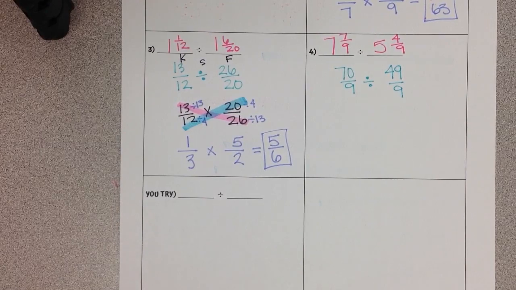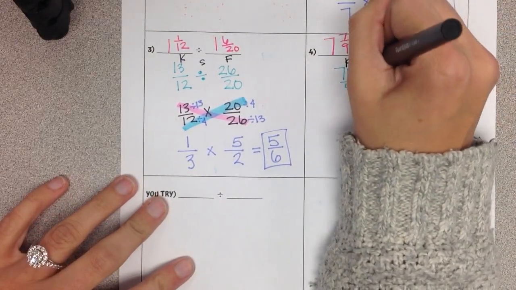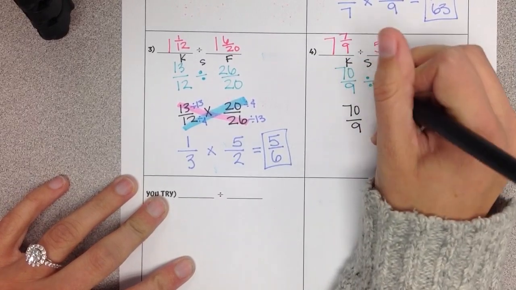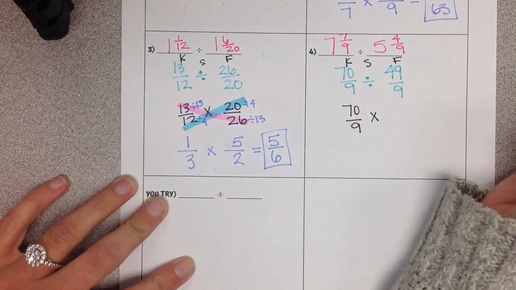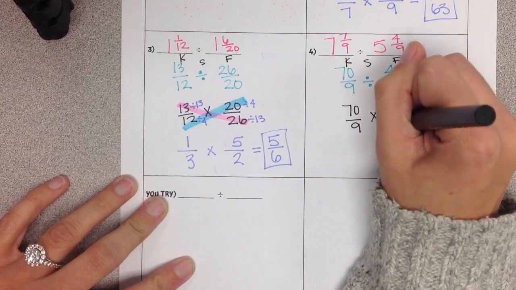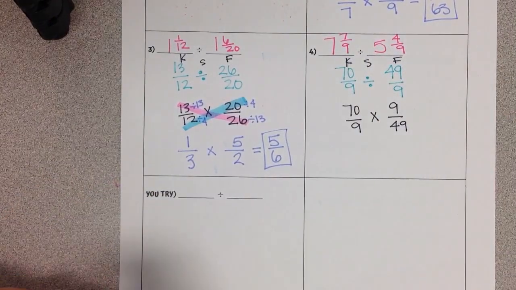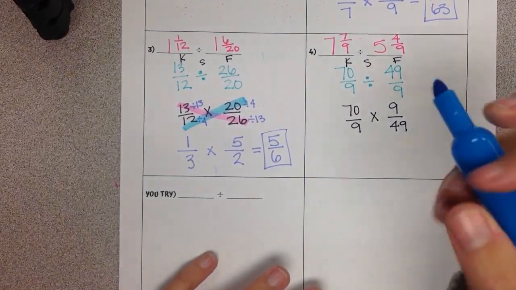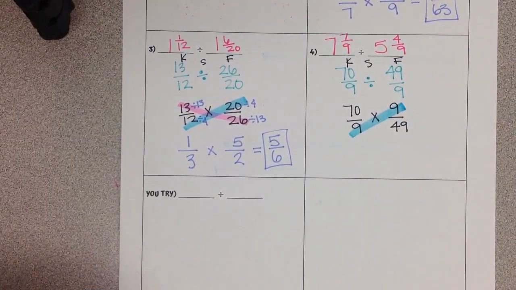Now we can move these around. Keep it, switch it, flip it. Keep the first number of 70/9. Switch it from division to multiplication. Flip it from 49/9 to 9/49. Now I'm going to highlight my diagonals to see what I can simplify by.